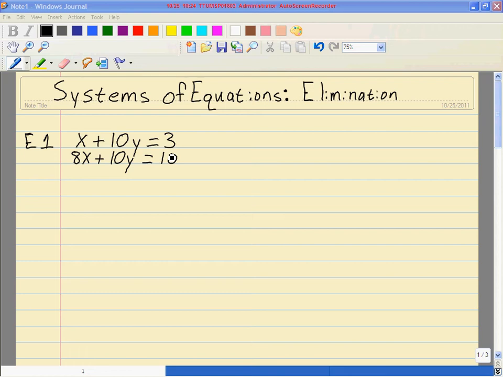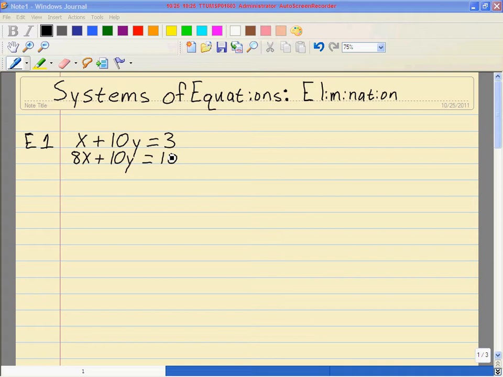Okay guys, today we're going to look at solving systems of equations using the elimination method. The ultimate goal of the elimination method is to get one pair of the coefficients beside either the x's or the y's to be the same thing, so that you can add or subtract the equations so that one of the variables will cancel out, leaving you with one variable so that you can solve the equation.